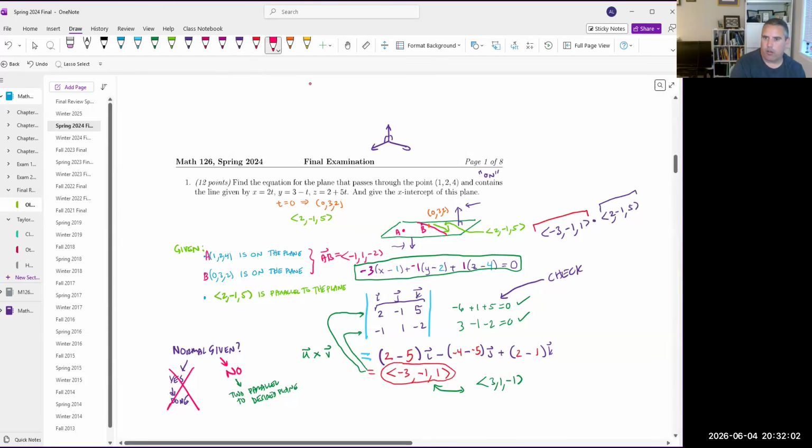So if you do that dot product, what do you get? You get -3 times 2 is -6. You get -1 times -1 is 1. You get 1 times 5 is 5. If you did this correctly, then it should be 0.